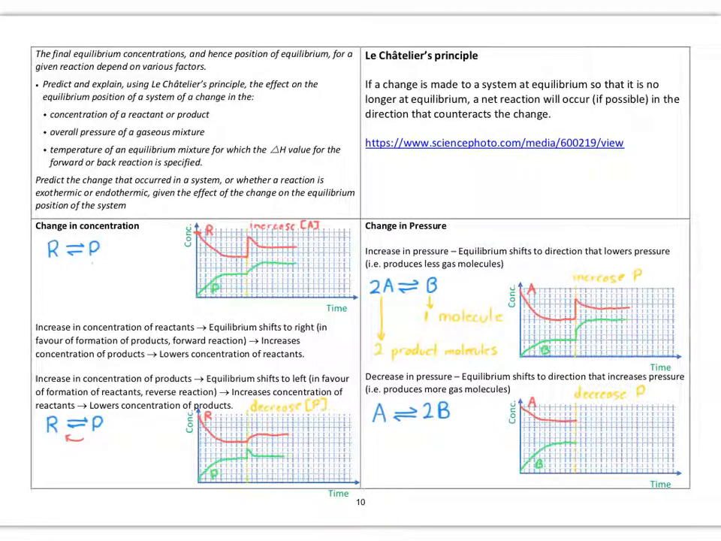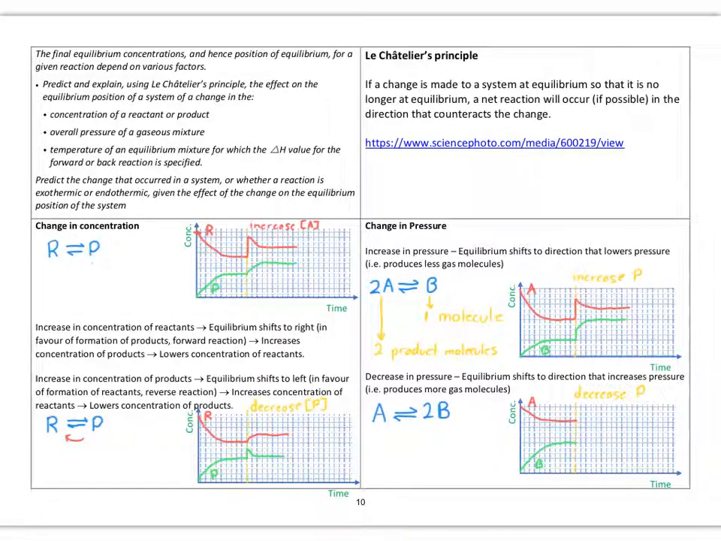Now, we could also do this reaction here and decrease the pressure, and the opposite would happen. I'm not going to go through that example. I think you should be able to work it out based on what we've done. Have a go at it. If you're not sure, talk to me if you can't work it out.